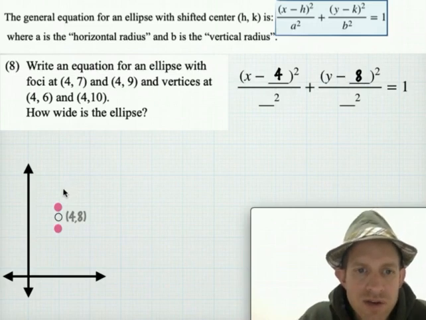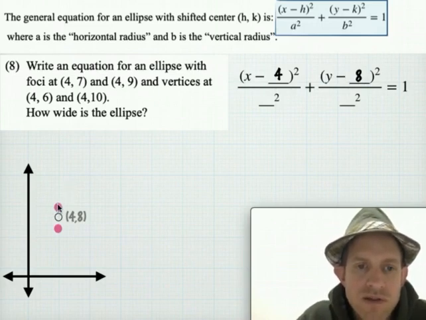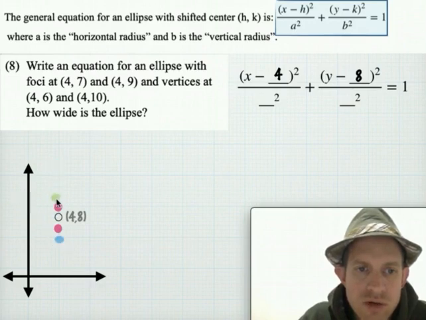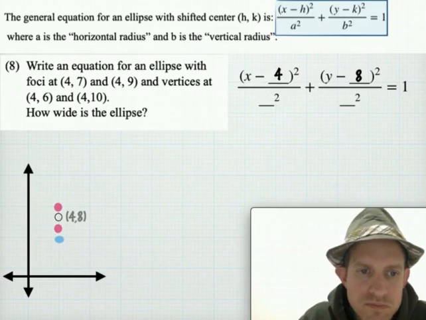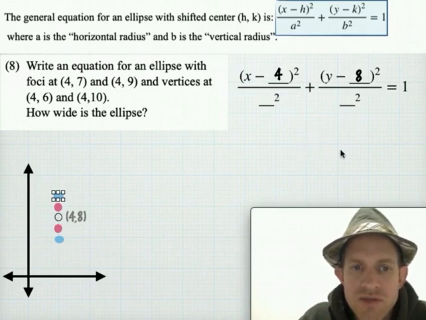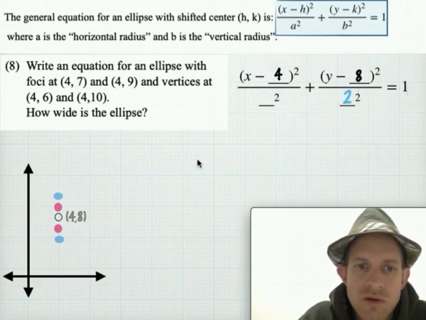And now we need to figure out about how tall this is and how wide this is. And so I do know that it's taller than it is wide because the focal lengths are vertical from our center. They also told us that it has to go through 4, 6, and it has to go through 4, 10. And so those are 2 units up and down from our center. So that means vertically our radius is 2. So I can put a 2 there.